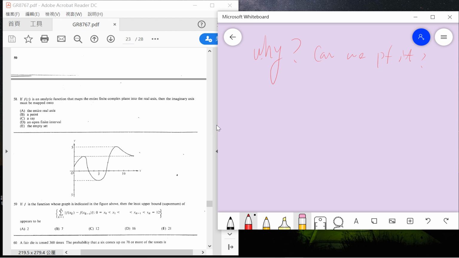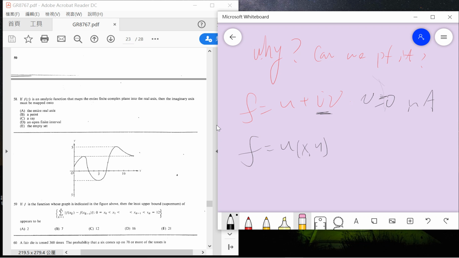Actually, we can prove it, since we know that the function is entire, so we have the Cauchy-Riemann equations. We know that the analytic function maps the entire finite complex plane into the real axis, right? So that means the imaginary part v is 0 in the complex plane in that region A. So we have f equals u.